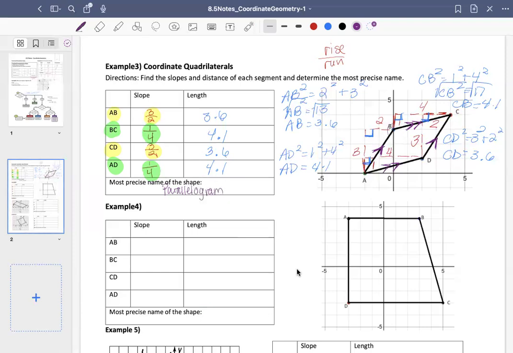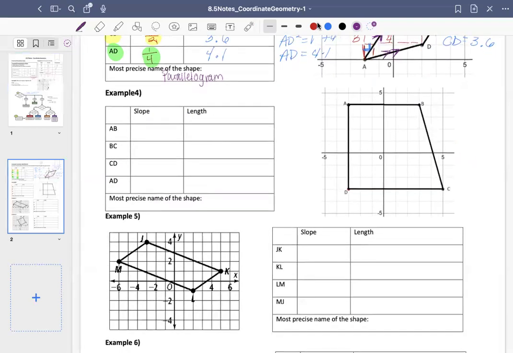Okay, let's do another example. So we start by finding the slopes of all the sides. So AB, there is no rise, so we're just counting the run. 1, 2, 3, 4, 5, 6, right? So we have a positive 6 and a rise of 0. So that's going to be 0/6. That simplifies down to 0.